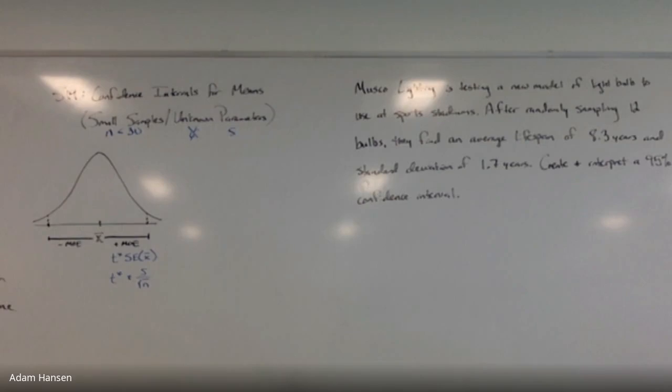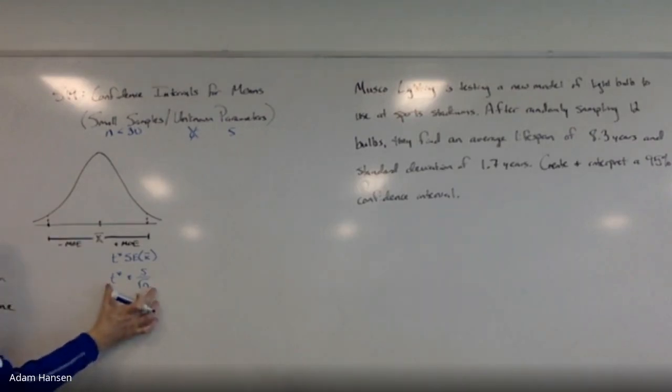And an estimate of that standard deviation of our sampling distribution is S divided by the square root of that sample size. This part of my formula is called the margin of error. It is the maximum difference between my estimate, x bar, and the actual population parameter I'm trying to estimate.